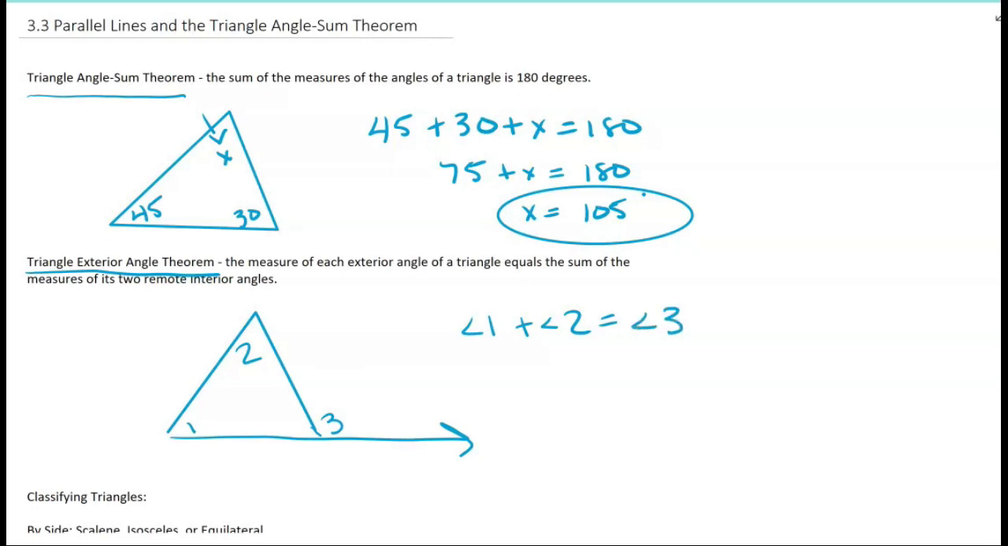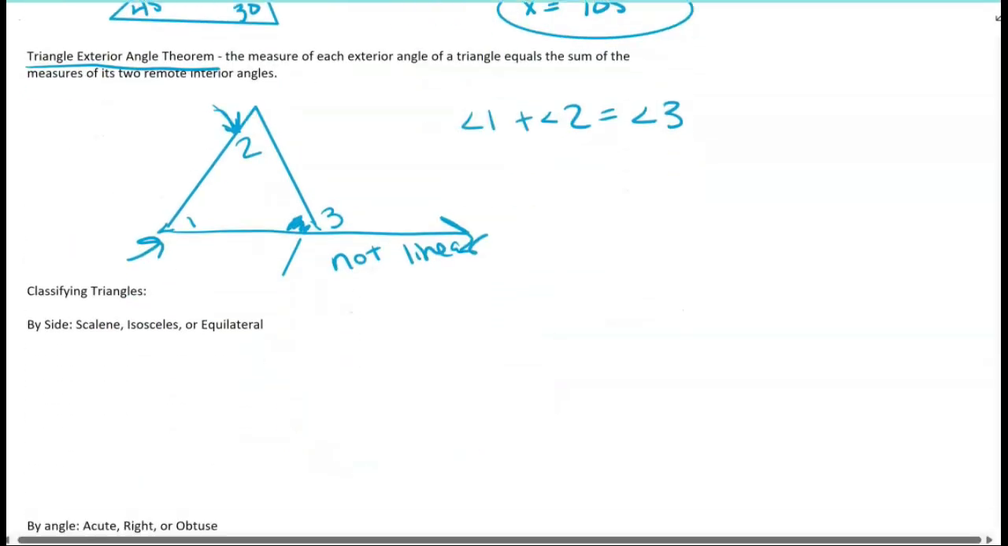And it's important to note the position of these angles. Remote means not touching it, right? So it's not the linear angle that you would find here. It's the other two. So not the linear angle. It's the other two angles, okay? And we're going to practice this. So just go ahead and make those notes.